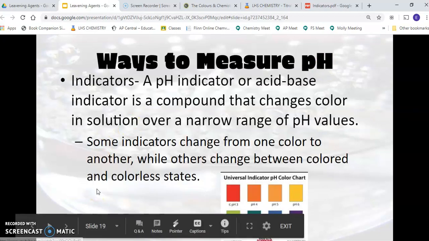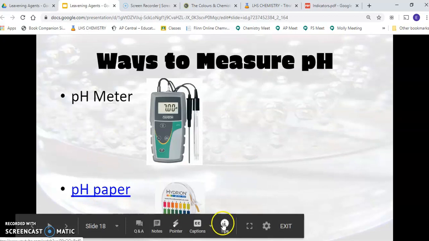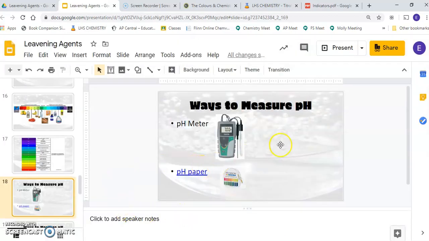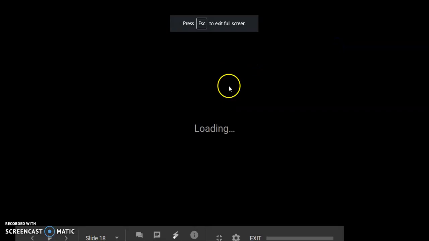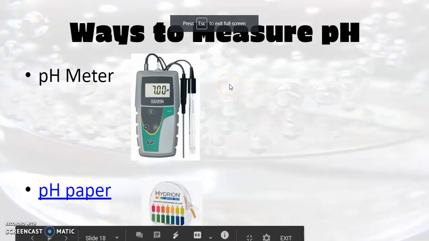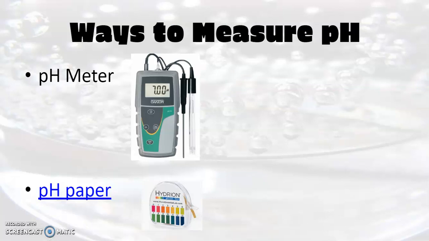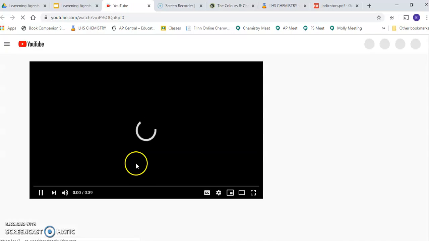Now, pH paper, I'm fairly confident you've used before. It comes on little rolls and then usually has some sort of color key that you can see on there. I'm going to show you how pH paper works.